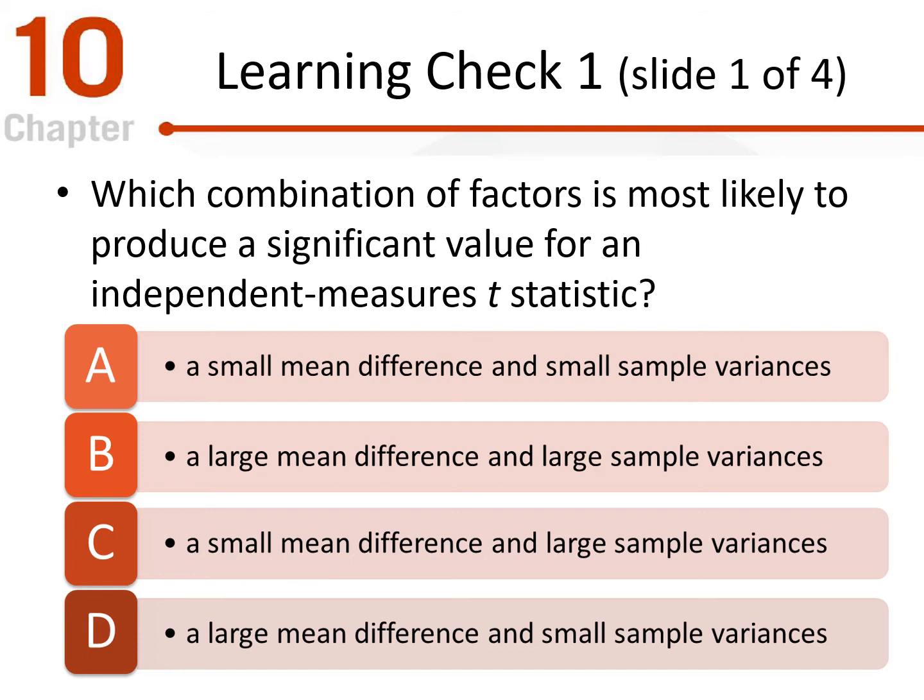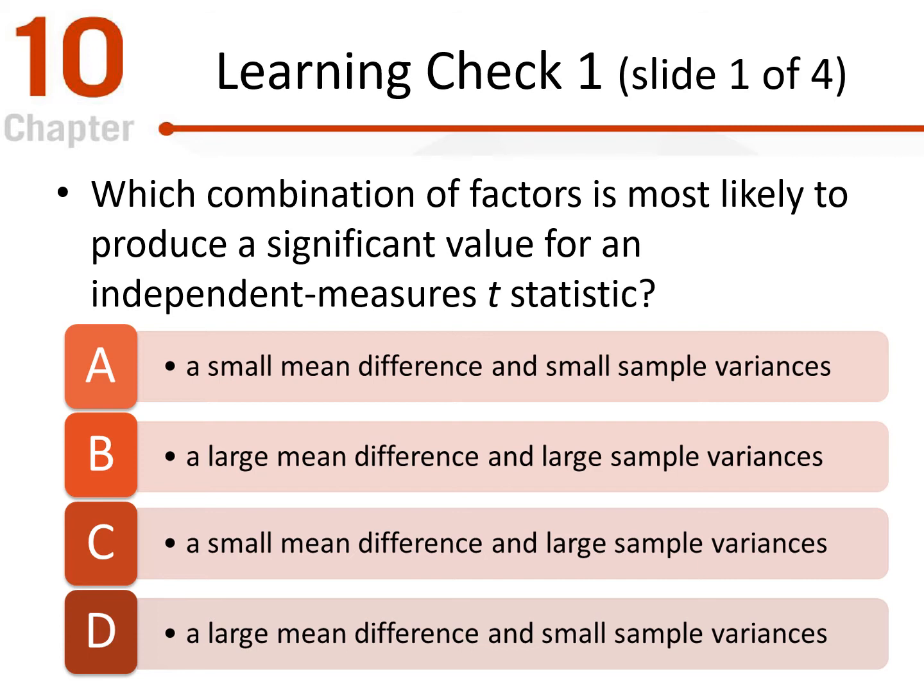So let's look at a review question here. Which combination of factors is most likely to produce a significant value for an independent measure's t-statistic? So how would you get a significant t-value? That means basically how would you get a larger t-value? Well, in the t-statistic the denominator involves the variance divided by the sample size, the square root of that. And in the numerator, you have the mean differences.